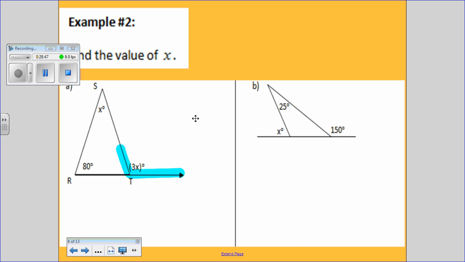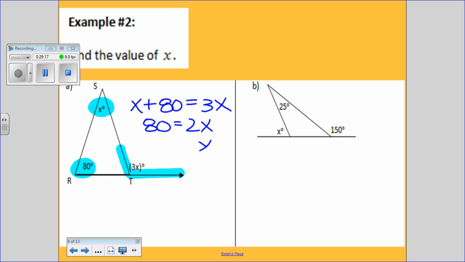Which two angles are non-adjacent to 3x? Isaiah? Yep. This guy and this guy. So we can set up an equation, the sum. What does sum tell us that we're going to do? Add. So the sum of the two non-adjacents is equal to our exterior angle. Then we can solve, so we get 80 is equal to 2x. So x is 40. Do I need a degree symbol next to my 40?